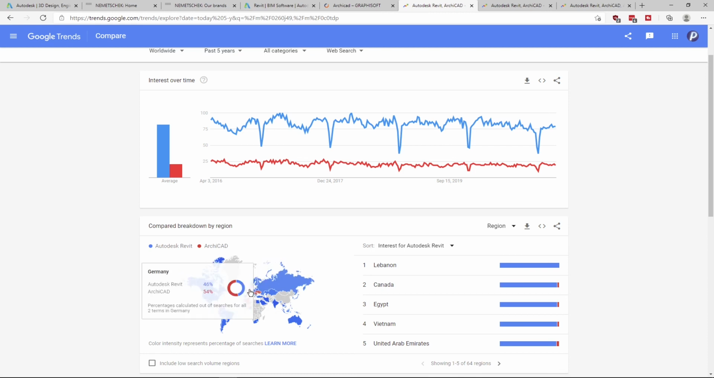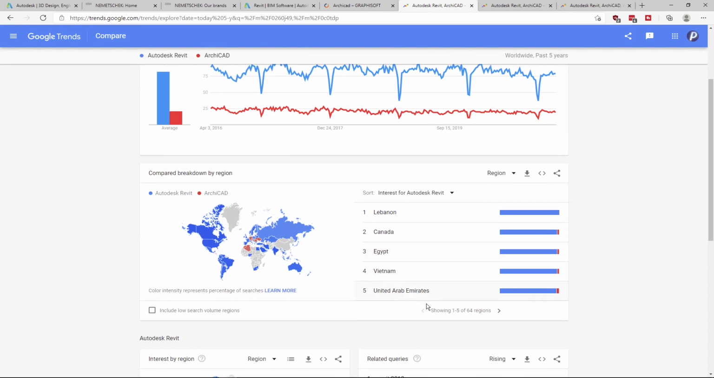But when we take a look at Germany, ArchiCAD seems to be more used than Revit. Also, Czech Republic, Slovakia, and Hungary, which is the country where ArchiCAD is developed, 74% usage, or at least Google search, of ArchiCAD compared to Revit. Then also in Russia, it's roughly half and half, Kazakhstan. Then in France, Revit is more prevalent, also in Spain. So another interesting thing is that in Japan, ArchiCAD is actually quite used compared to Revit.